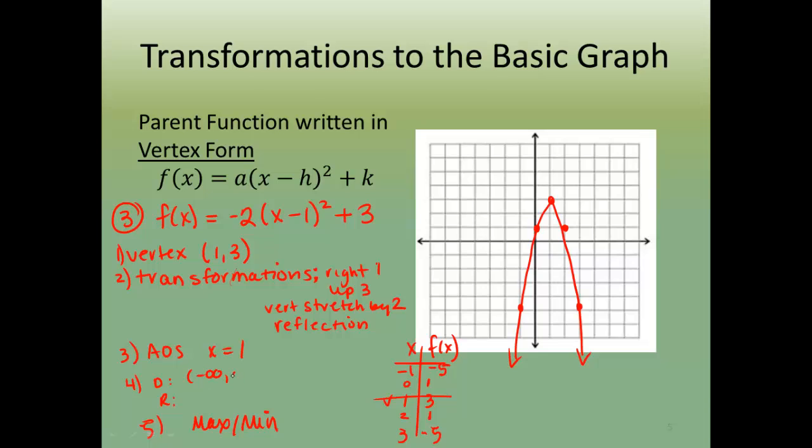My domain is still all real numbers, but it does change my range because I no longer have a bottom place where I'm looking and then rising up. Here I have a top and I'm looking down. But when we do our range, we always start at the minimum, which is negative infinity, and up to the top, which is a positive 3 inclusive, which means this graph has a maximum value at y equals positive 3.